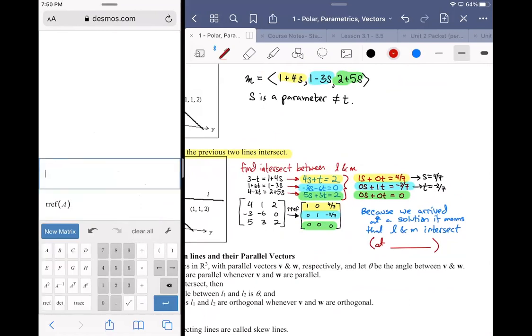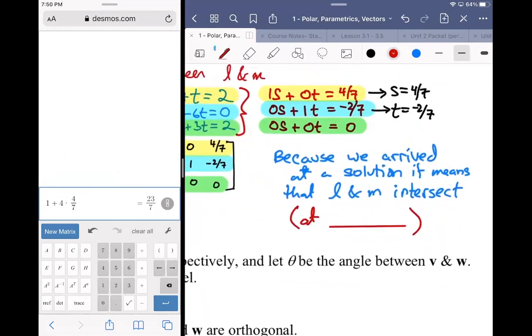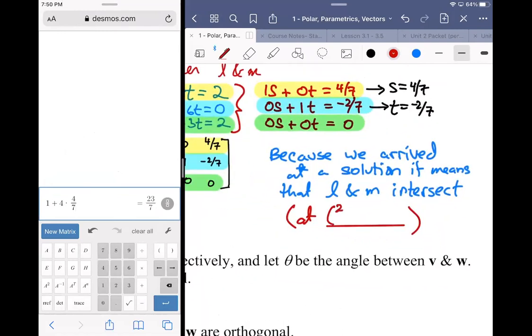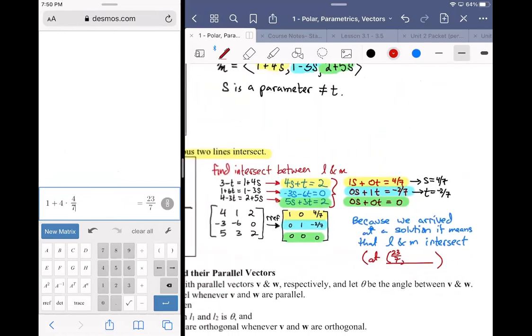All right, so let me clear all. Maybe I didn't want to do that. So 1 plus 4 times 4 sevenths, in fraction form, we got 23 sevenths. That would be the first piece.